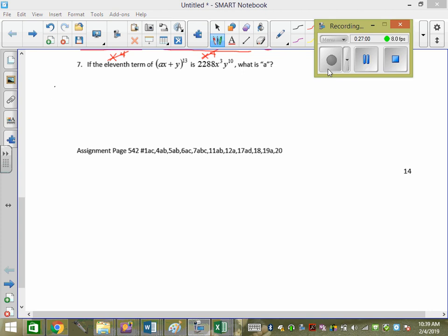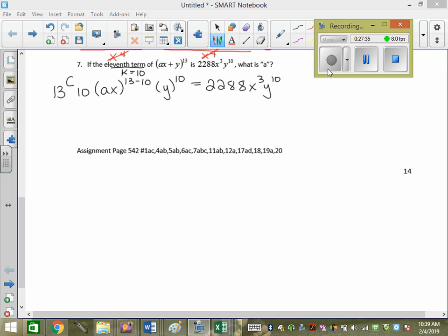Okay, this one we're going to do 13C. If it's the 11th term, I indirectly told you K equals 10. So 13C10, A, X to the 13 minus 10, Y to the 10 equals the answer. But if I had not told you what term it was, you could still figure it out pretty quickly, just based on the variables in the term, the answer, right?